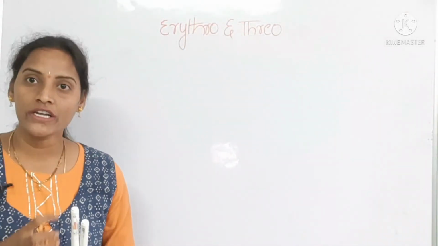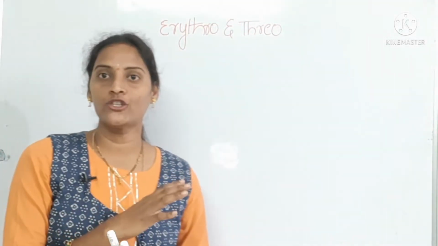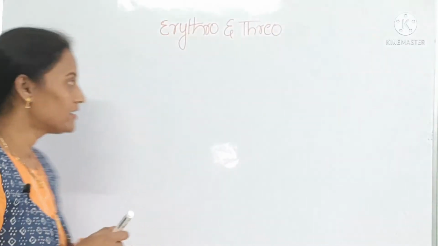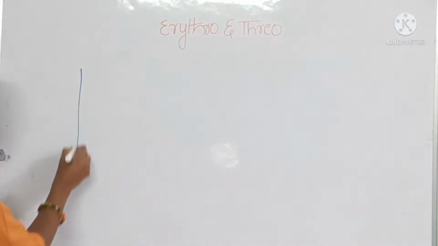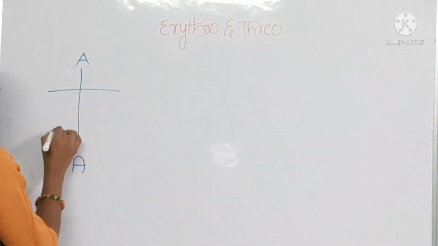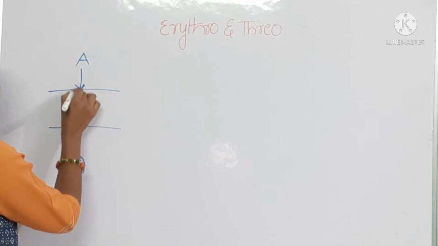Now coming to how you can assign erythro and threo for constitutionally unsymmetrical isomers. Just see here, students, this is A and this is also A. These are the two chiral centers.